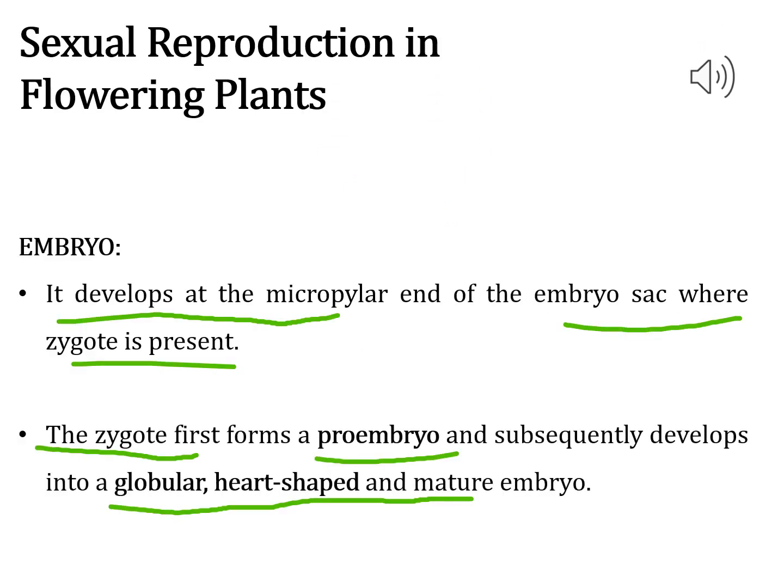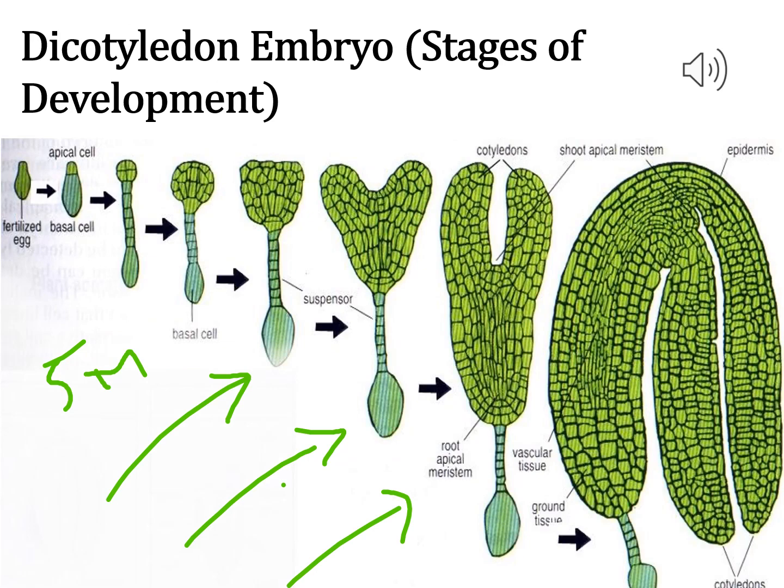Embryo development. The embryo develops at the micropylar end of the embryo sac, where the zygote is situated. The zygote gives rise to the proembryo and subsequently to the globular, heart-shaped and mature embryo. I already told you that the zygote gives rise to the proembryo. The proembryo subsequently forms the globular, heart-shaped and mature embryo.